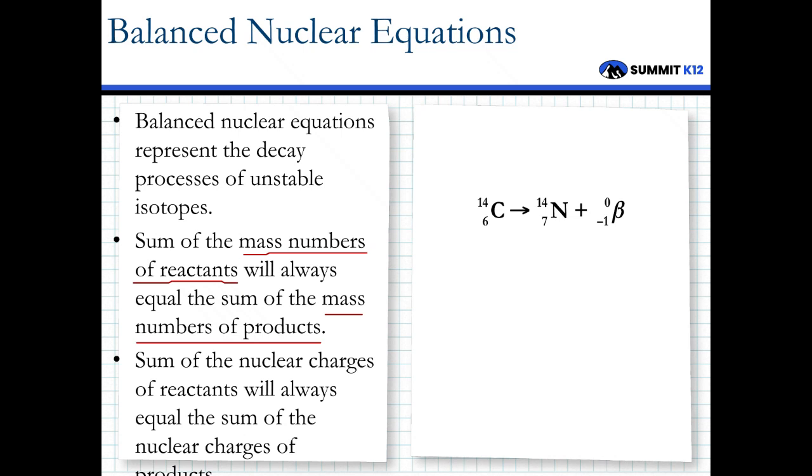And then the sum of the nuclear charges of the reactants will always be equal to the sum of the nuclear charges of the products. So this is your next equal. So nuclear charges of the reactants equal nuclear charges of the products.